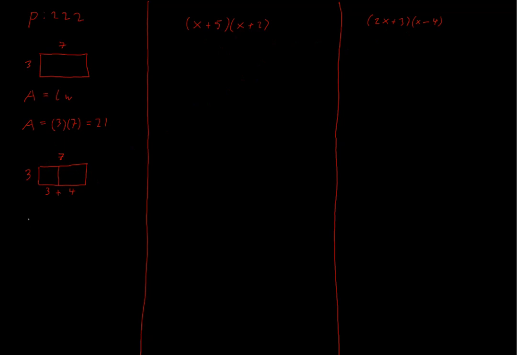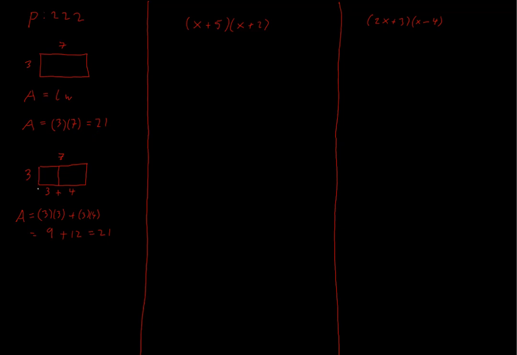So what would this look like? The area of our first box would be 3 multiplied by 3. The area of our second box, this length here must still be 3, multiplied by 4. And we would end up with 9 plus 12, which adds up to 21. So we get the same answer here.